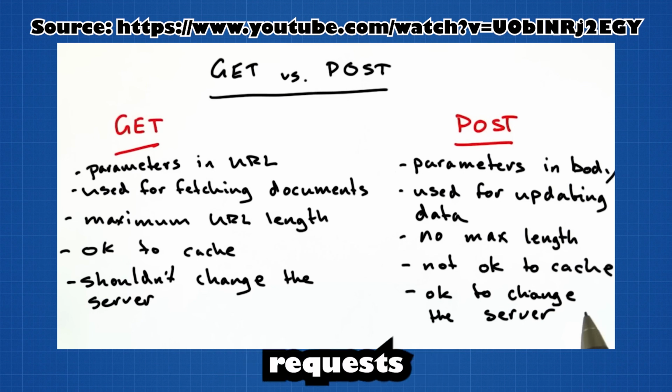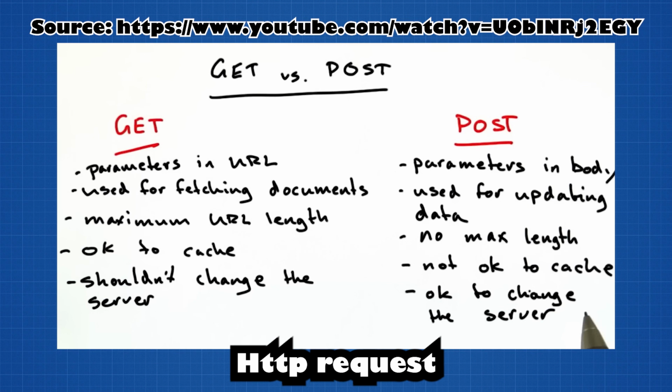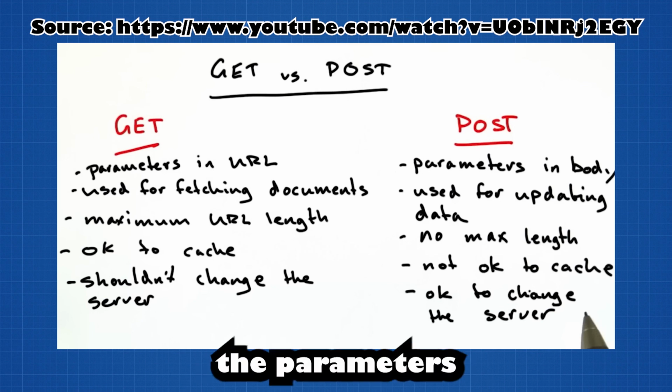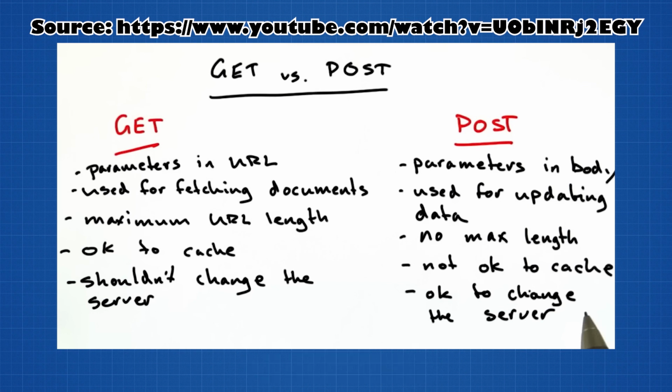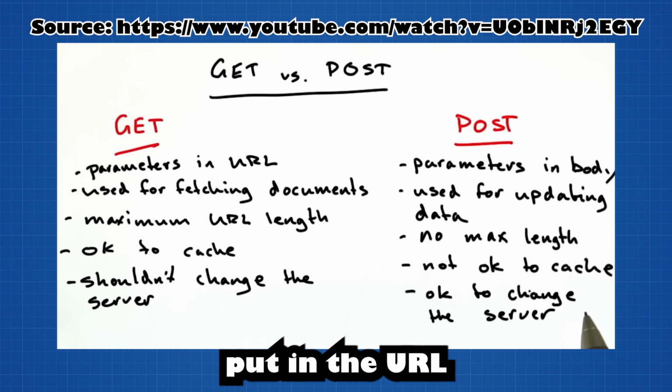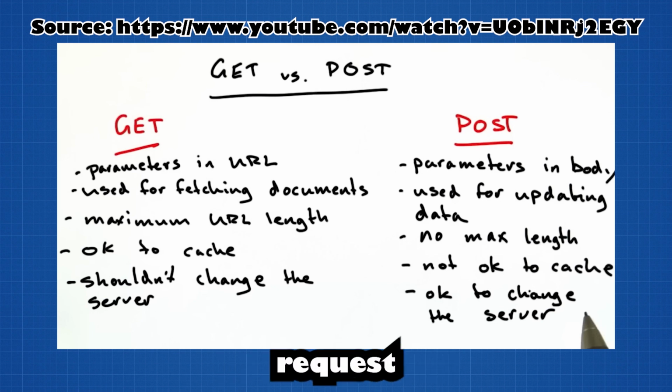GET requests are used for fetching documents, like getting the position of the ISS and so on. And POST is mostly for updating data on the server or something. Now, the problem with the HTTP GET request is that you have a maximum URL length. Because most of the parameters are inside of the URL, there's a limit to how many parameters you can put in a URL. While in a POST request there is no maximum length, so you can just have a lot of parameters.